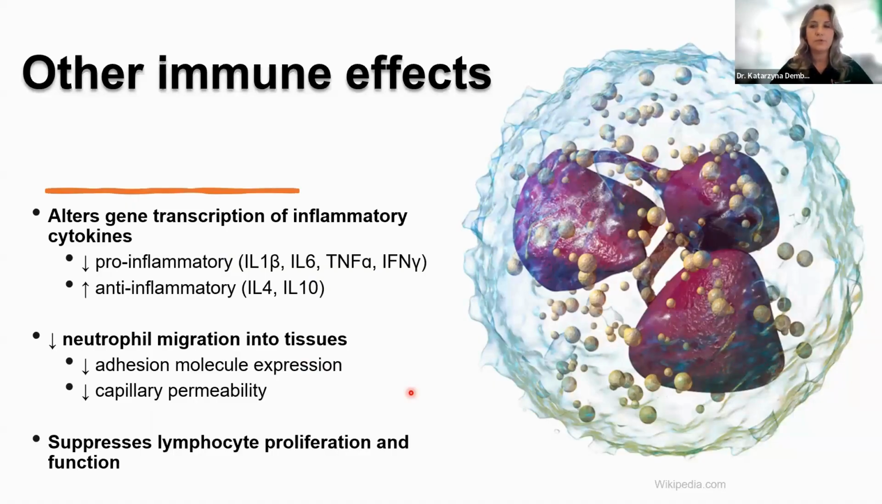And there are some other immunomodulatory and anti-inflammatory effects that cortisol induces, and that includes alteration in gene transcription of inflammatory cytokines, both pro-inflammatory and anti-inflammatory cytokines. Cortisol also decreases neutrophil migration into tissues, and it also suppresses lymphocyte proliferation and function.